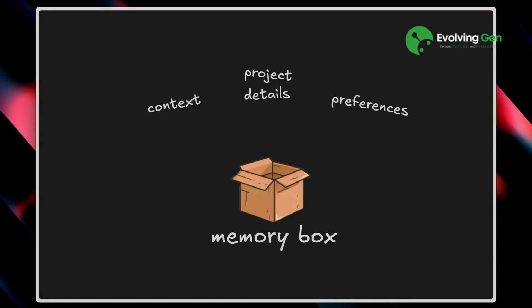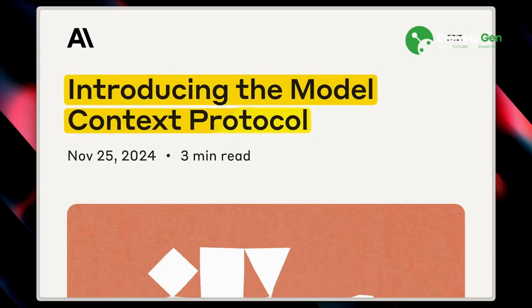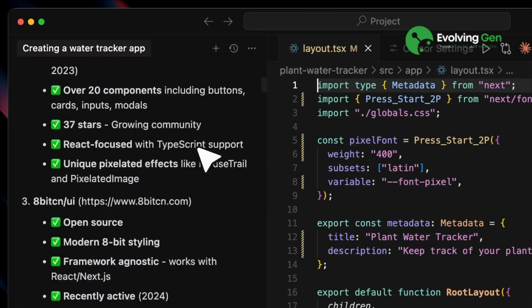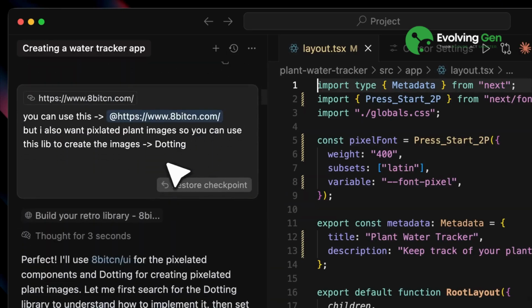Now, what if there was a small memory box, a universal container where you could store all your context, preferences, and project details and carry it with you across every single AI agent and LLM you use? This wasn't really possible before, but ever since MCPs came around, it's become incredibly easy to implement. And if you're wondering whether it's hard to set up, no, it's actually quite simple. So let's get into the video and I'll show you the universal memory I'm talking about.